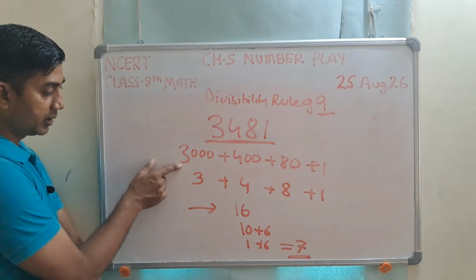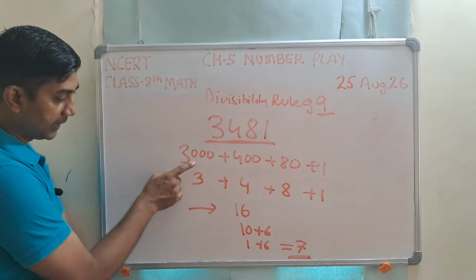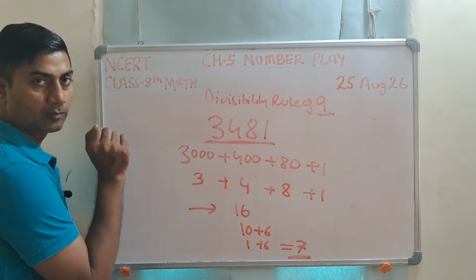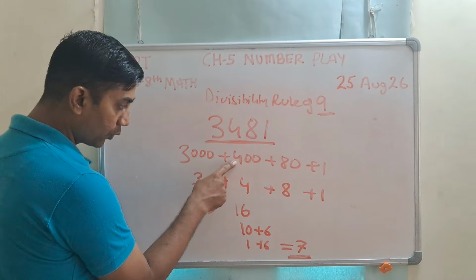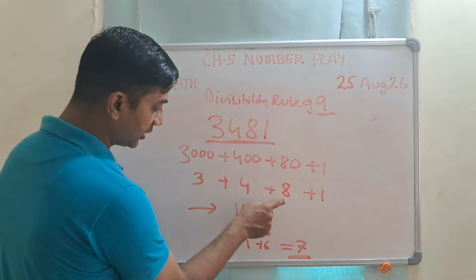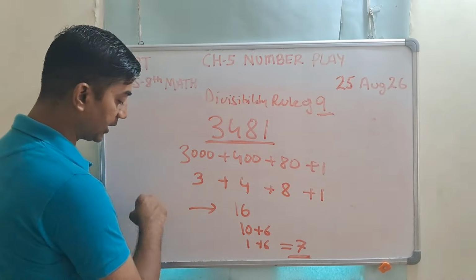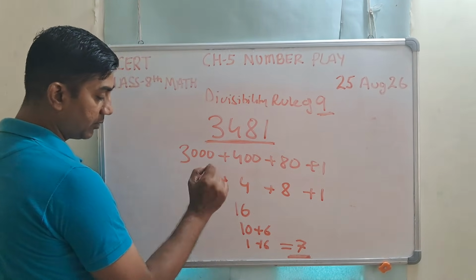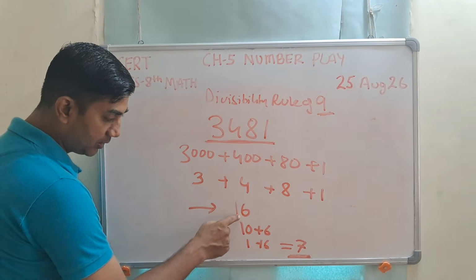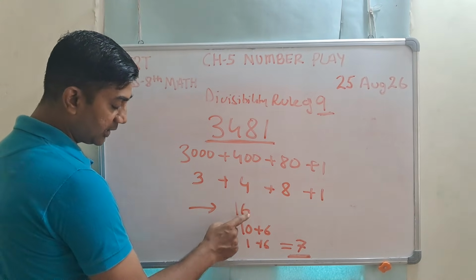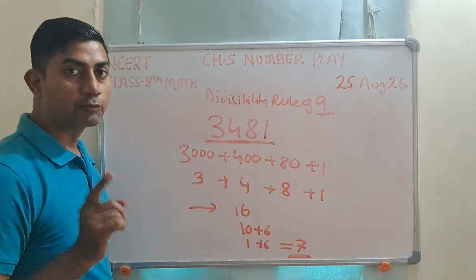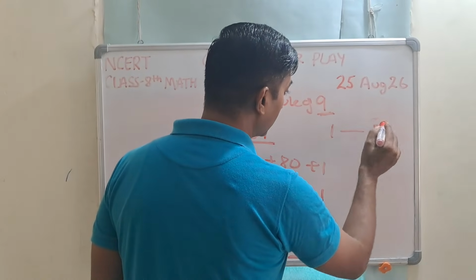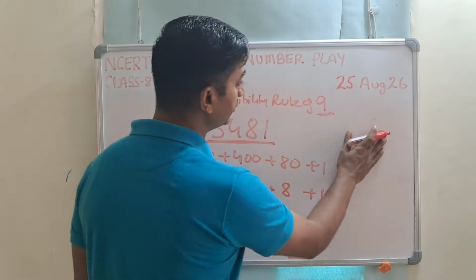We have split the number. When we divide 3000 by 9, you get the remainder 3, that we have discussed. Also for 400, you get the remainder 4, for 80, the remainder 8, and in this case 1. Now when you add all these remainders, you find another number, which is 16. Then there is 10 plus 6, because you have to come to the point where the remainder is 1 to 8. Means if it becomes 9, then it is divisible by 9.